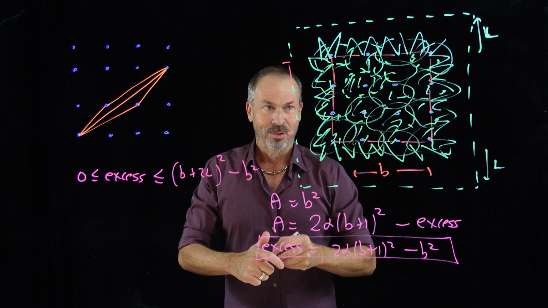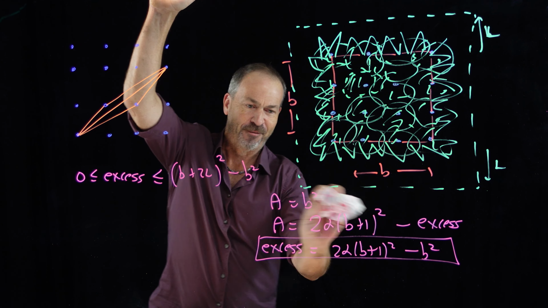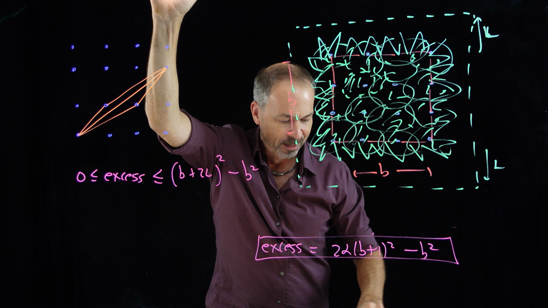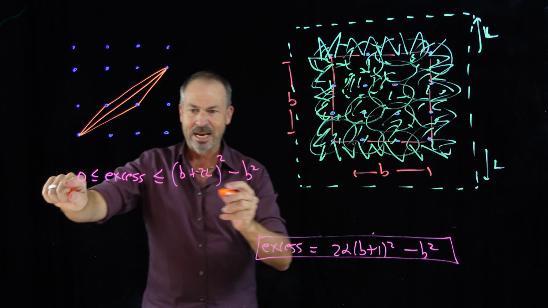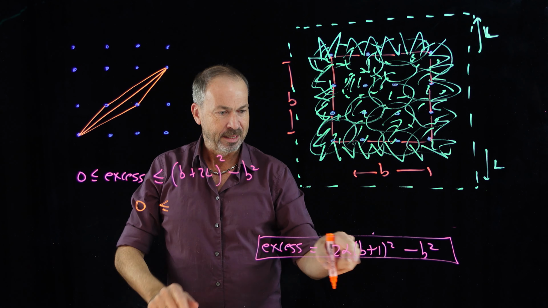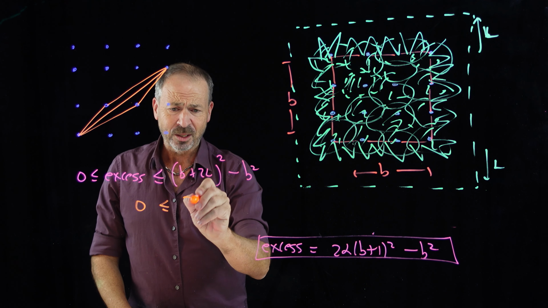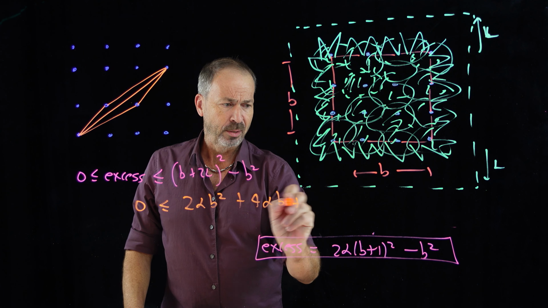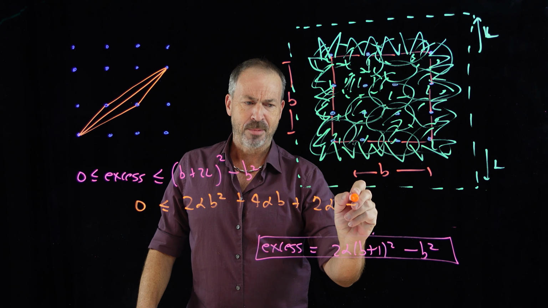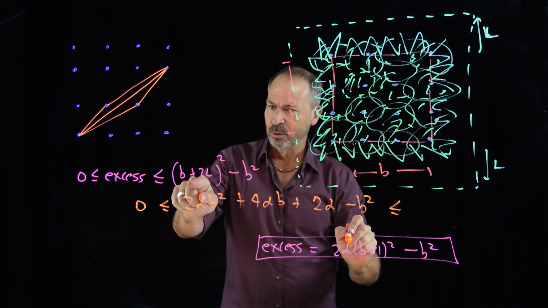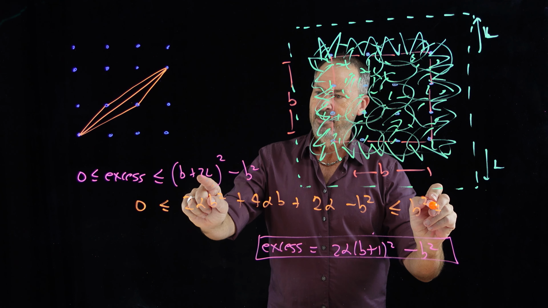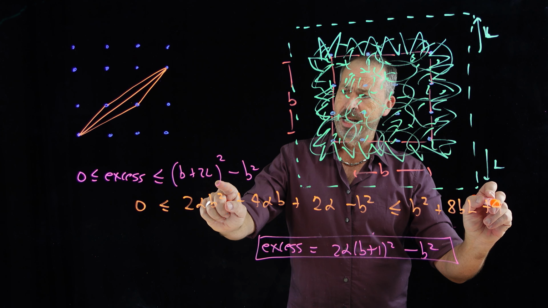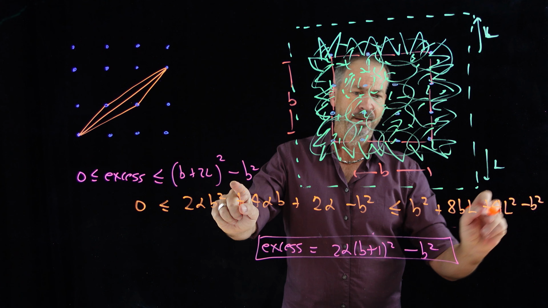And there's a formula for the excess. Where am I going with this? Well, I need more space, so let me erase the part I don't need anymore. I need the formula for the excess, so let me keep it on the board for the moment. Let me change colors so I can see it. What we're saying right now is that 0 is less than or equal to this formula. Let me expand it out: 2 alpha b squared plus 4 alpha b plus 2 alpha minus b squared. And that's going to be less than or equal to, expanding that one out, b squared plus an 8bL, I believe, plus 4L squared minus b squared.